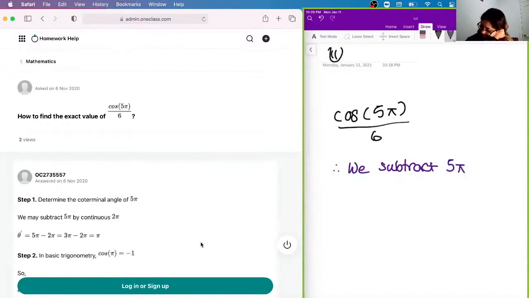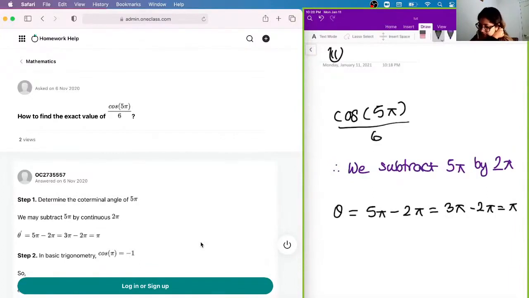5 pi by 2 pi. So to find our angle, the angle basically 5 pi minus 2 pi, which is 3 pi. We subtract this by 2 pi, which is pi. And so these are related angles, you could say.